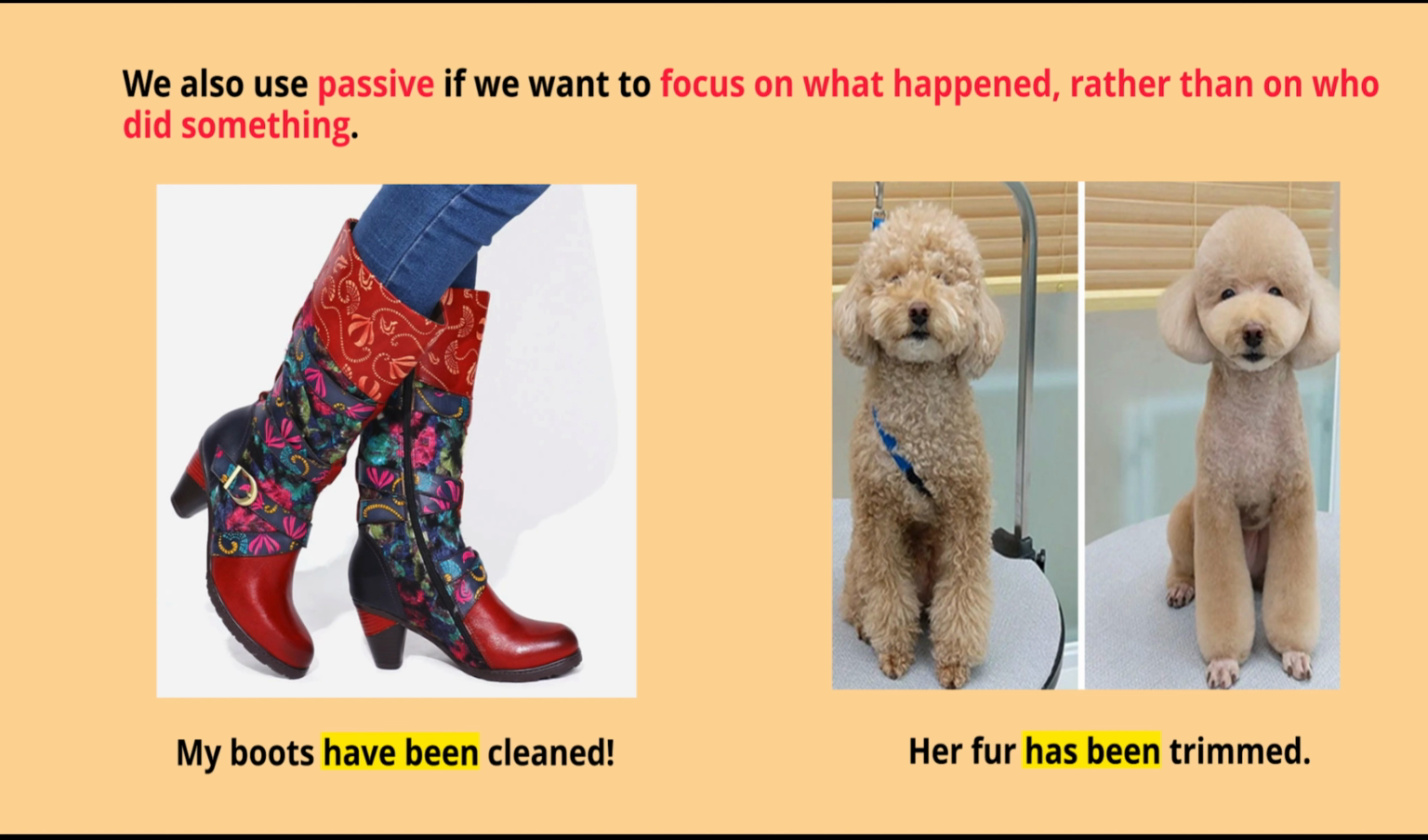In the second image, you can see a dog with fur, and then in the next image, you can see the dog without fur. The fur has been trimmed. Her fur has been trimmed. Do you know who trimmed it? No, right? So when we don't know who did it, we use the verb in the passive voice. Has been is in the passive voice here.